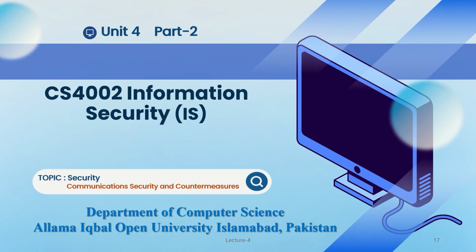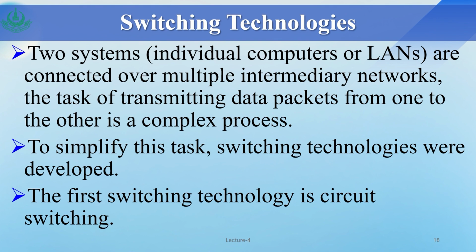As we have discussed already, we will study communication security and countermeasures in this unit. Now, in the second part, we will start with the switching technologies used for communication for securing the data transmission process. Two systems, individual computers or LANs (local area networks), are connected via multiple intermediate networks.